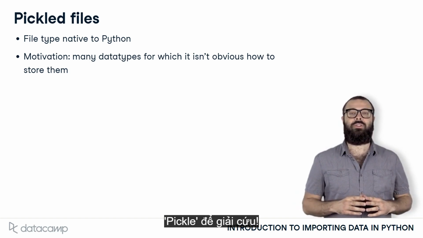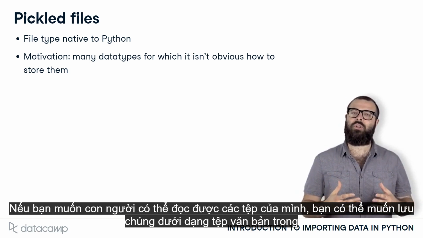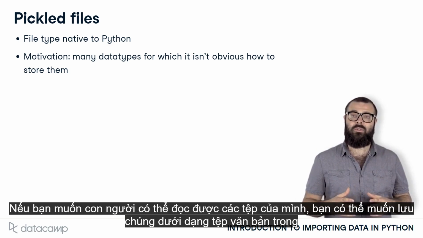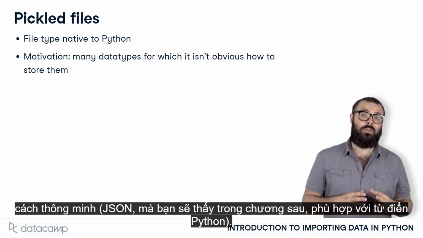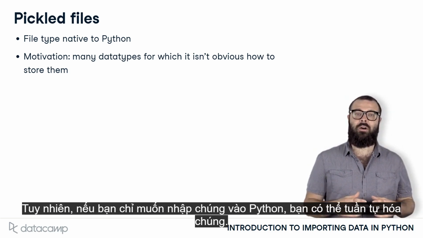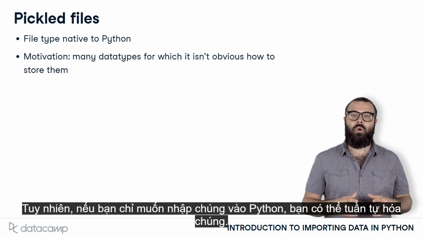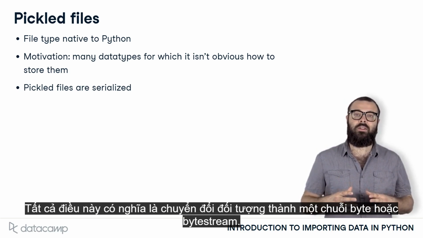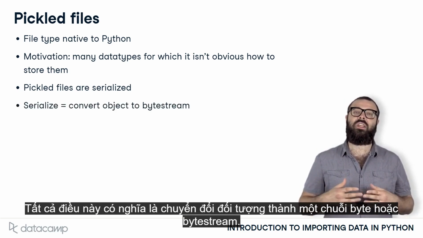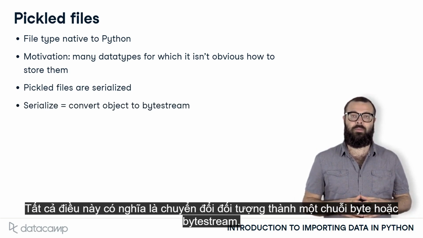Pickle to the rescue. If you want your files to be human readable, you may want to save them as text files in a clever manner. JSONs, which you will see in a later chapter, are appropriate for Python dictionaries, for example. If, however, you merely want to be able to import them into Python, you can serialize them, aka pickling them. All this means is converting the object into a sequence of bytes or byte stream.